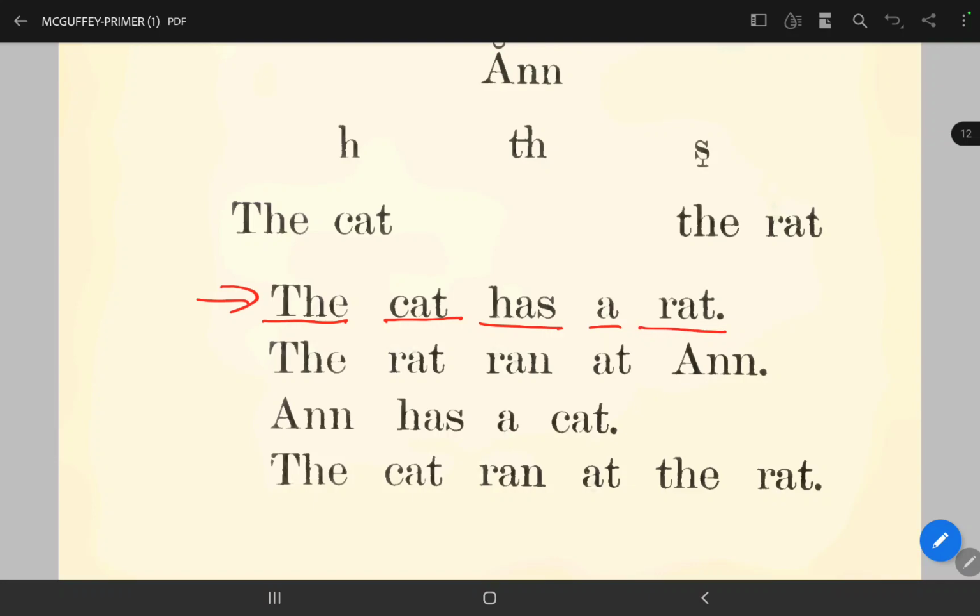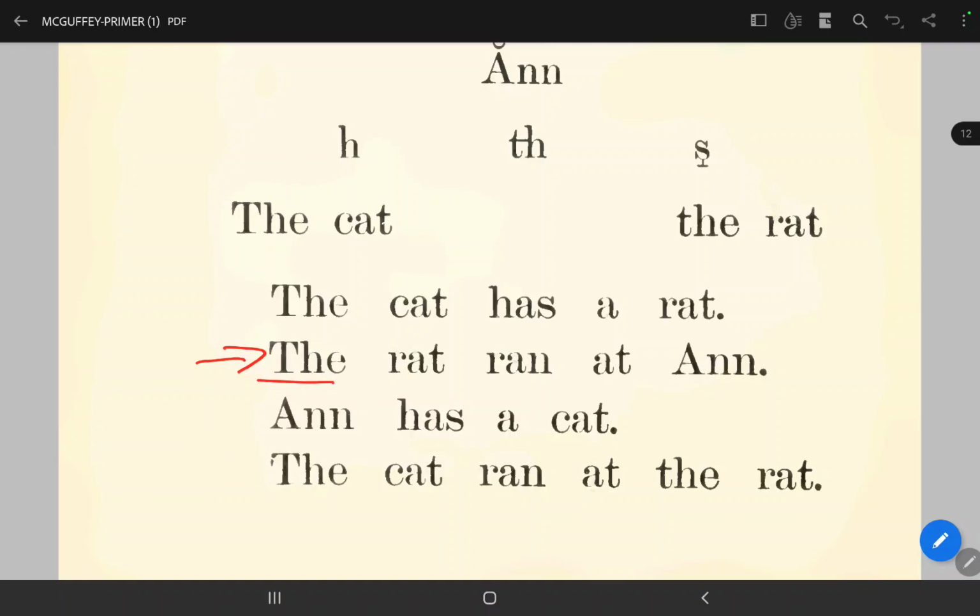Now let's sound this out. R-A-T, rat. The cat has a rat. And at the end of the sentence comes this little dot, which is a period. That means the sentence is finished. The cat has a rat. And let's move down to the next sentence.